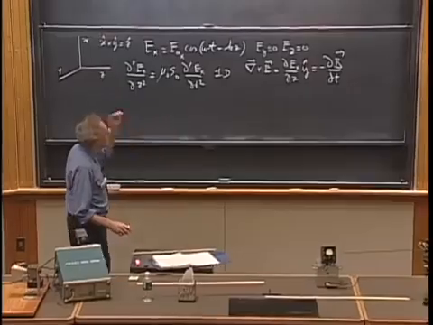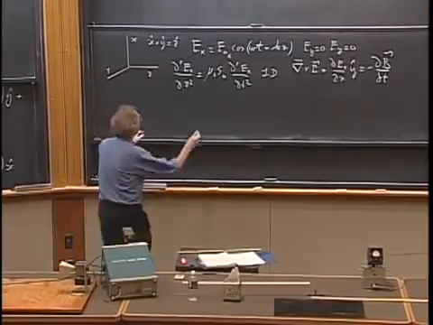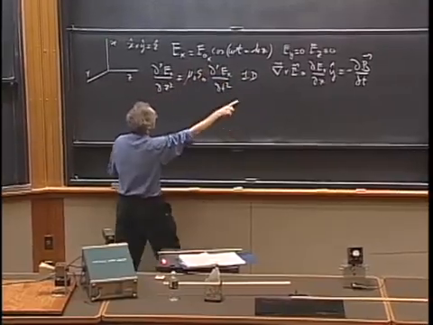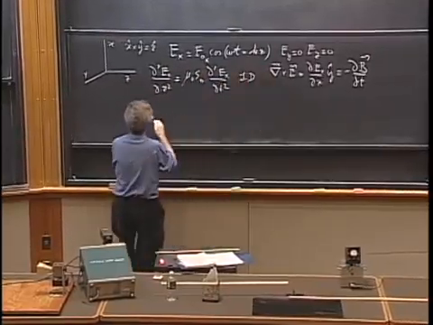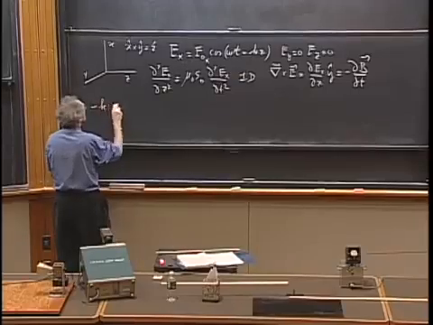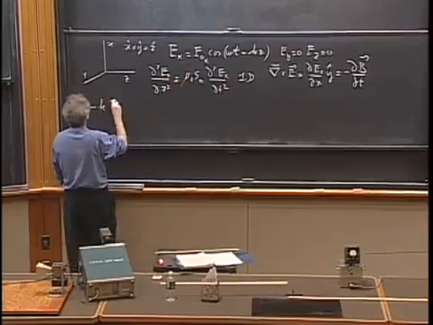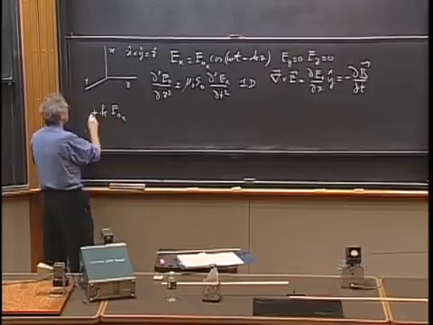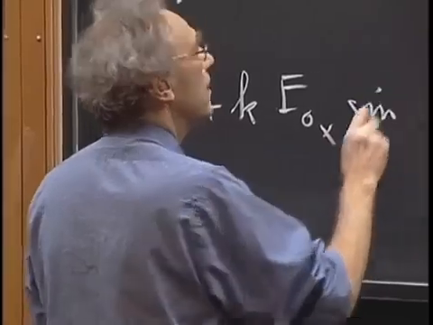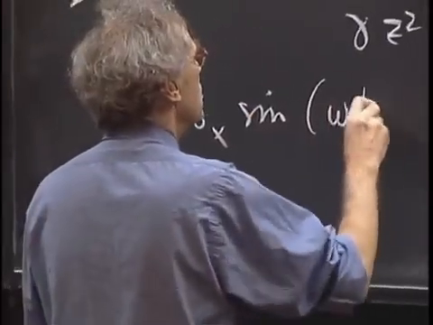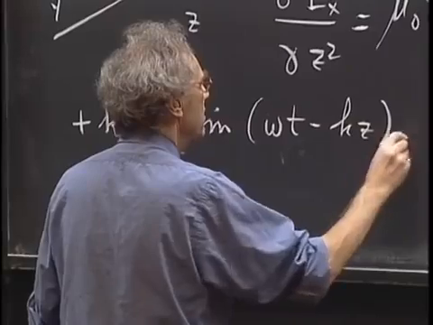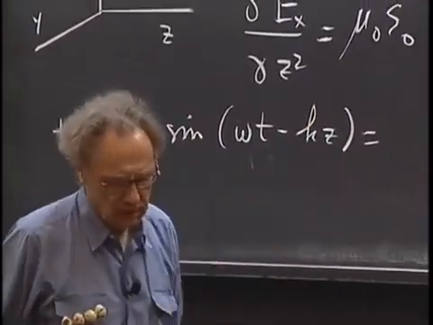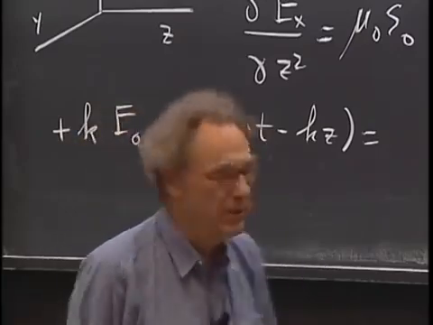If we take the Ex, so this is the Ex, and we take the derivative against z, we get a minus k, then you get the E0x, and then the cosine becomes minus sine, so this becomes a plus, times the sine of omega t minus kz. And that now equals minus dB dt.